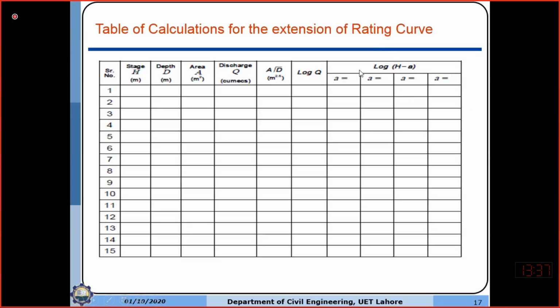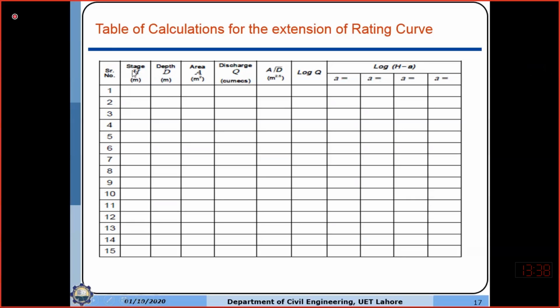So the value a is any coefficient, or you can say any parameter. It is the distance between the channel bed and the datum. So h minus a is basically the water depth. Anyhow, assume different values of a from 0.1 to 0.5. Like you take 0.1 over here, and you find out log of h minus a.